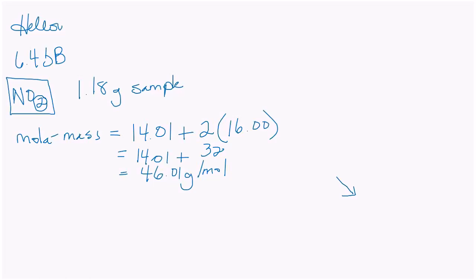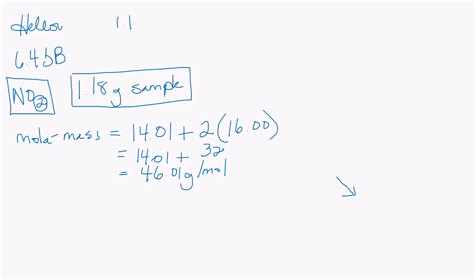So now what we're looking for is how many moles is a 1.18 gram sample. Just looking at that, are we going to have greater than 1 mole or less than 1 mole of NO2? We have less than 1 mole. Yes, we should. If you need 46 grams of NO2 to make a mole and our sample is only 1.18 grams, then we should have less than a mole.